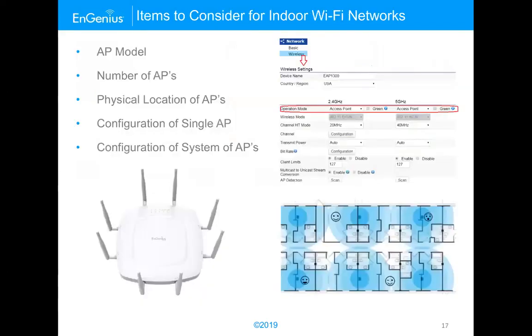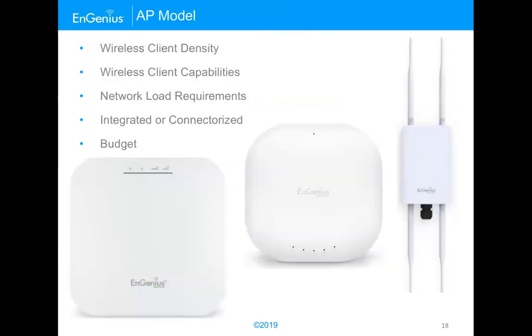So important things to consider are AP model, number of APs, physical location of APs, configuration of a single AP, and configuration of a system of APs. So for choice of AP model, you're going to look at things like wireless client density. For example, if I was deploying my access points in a ballroom as opposed to a cubicle farm, in which a majority of the stuff in the cube farm is hardwired and very light wireless usage, I would use maybe a 4x4 or an 8x8 access point there, as opposed to a 2x2 like I use in the cube farm.